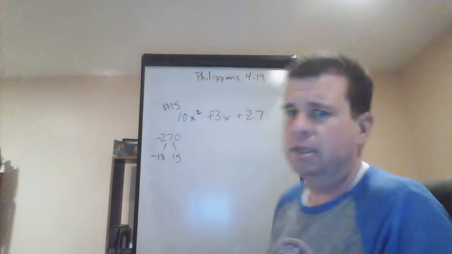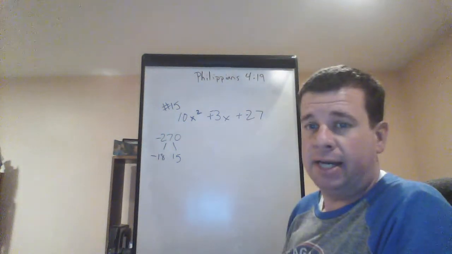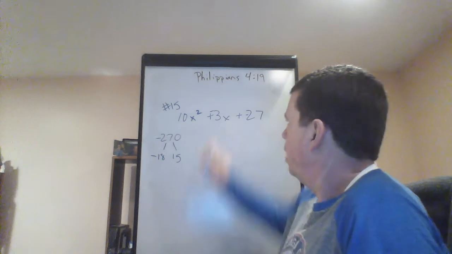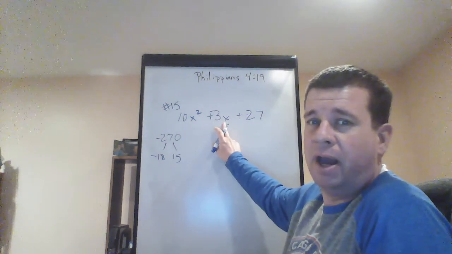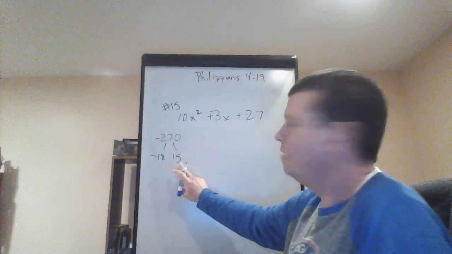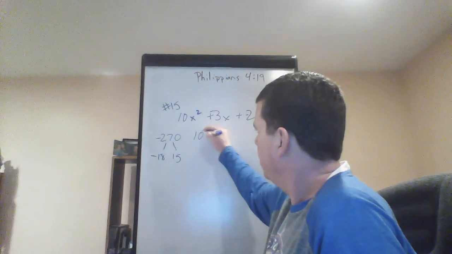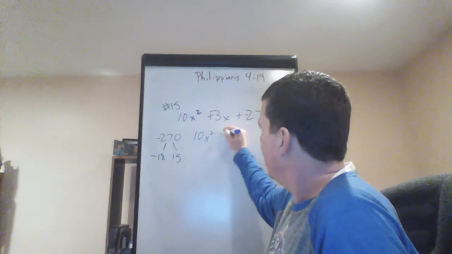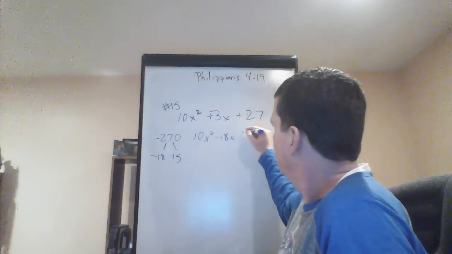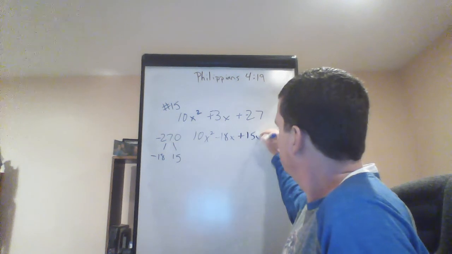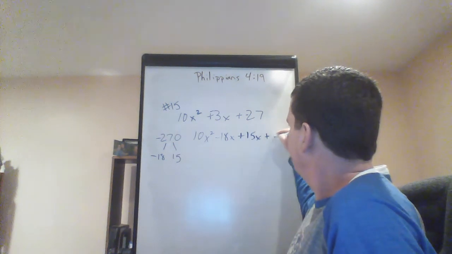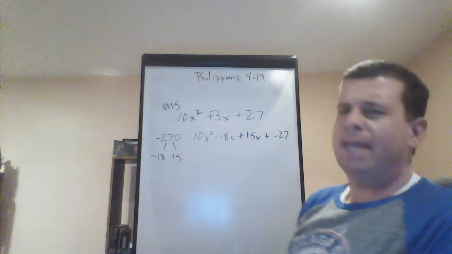All right, so hopefully you hit pause and you got an answer. Let's check and see if I can do it. So I want to unsimplify or uncombine these like terms using negative 18 and 15. So I'm going to write that as 10x squared minus 18x plus 15x plus negative 27.